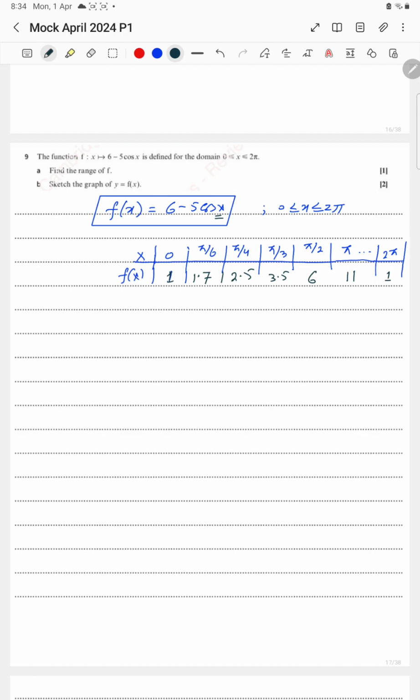So here you can see, very simple, f of x goes from minimum to maximum. Minimum is 1, and maximum is 11 within this range. So this is the range. I hope it is clear. Part B, this was the A part. Now the part B, sketch.